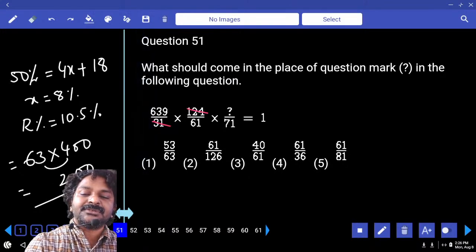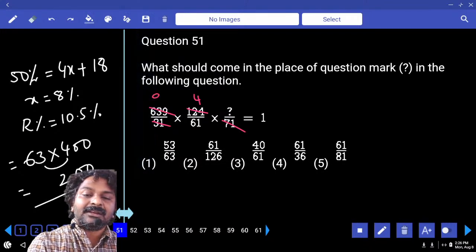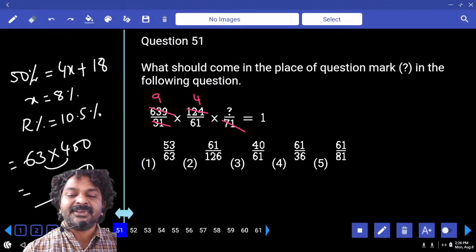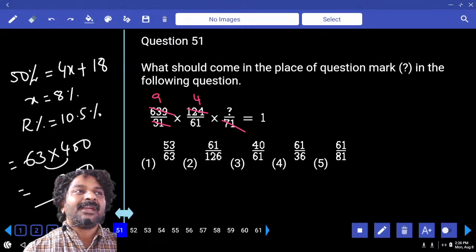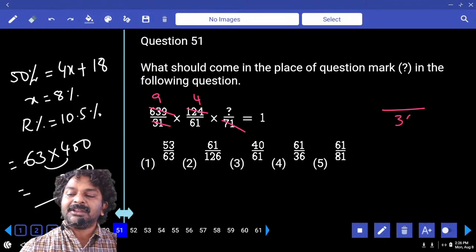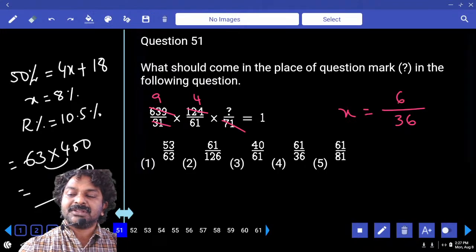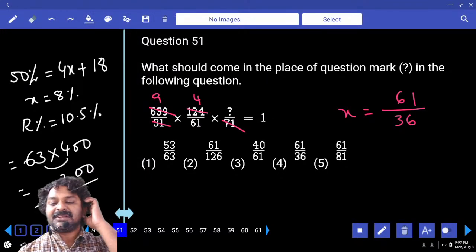31. How many times? 4 times. 71, 9 times. No more simplification? Numerator on the left hand side, 9 into 4, 36 goes to the right hand side denominator. The left hand side denominator, 61, goes to the other side numerator. 61 by 36, fourth option.